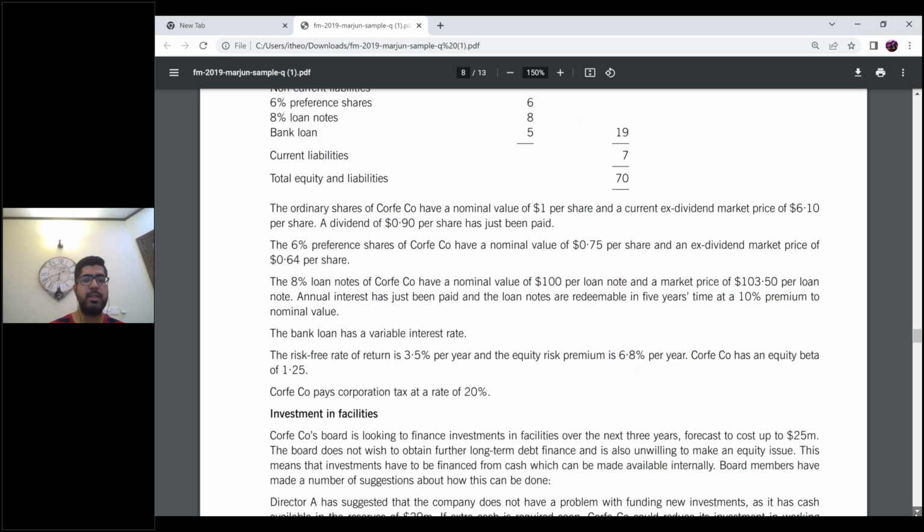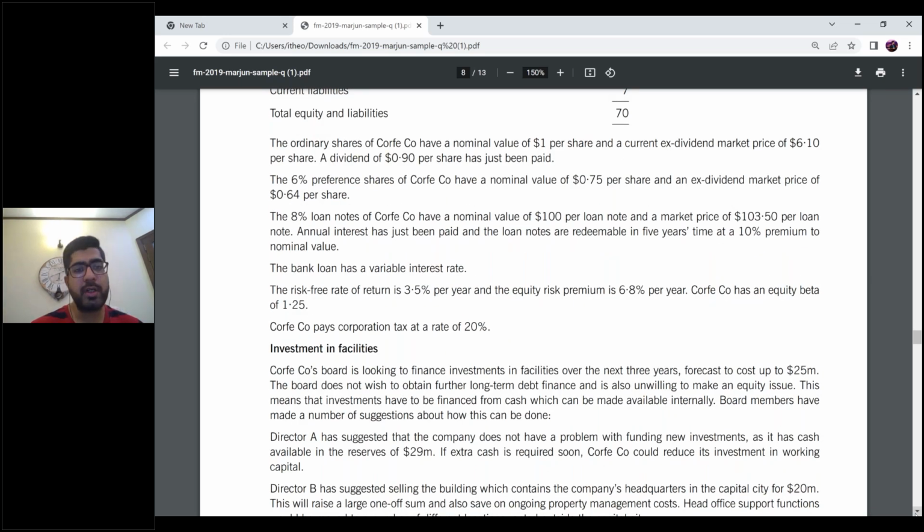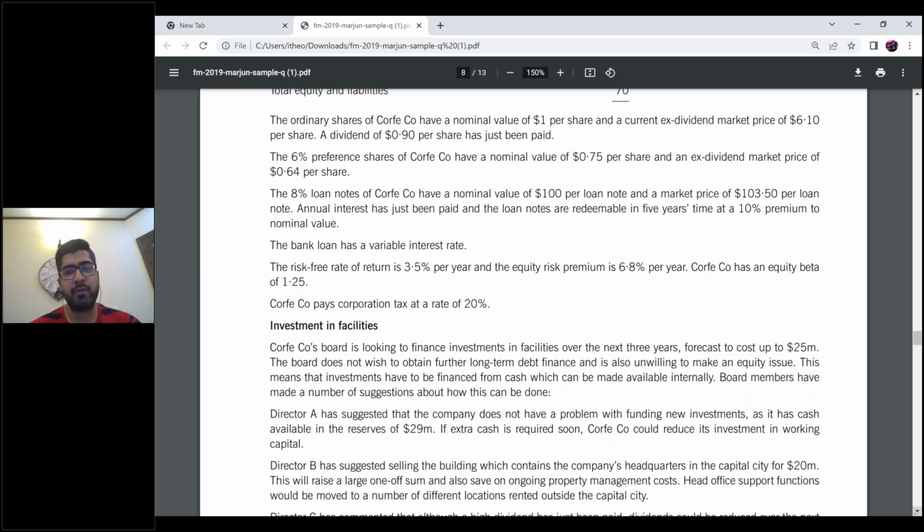Now see, it's giving information about everything. The ordinary shares of Corfe have a nominal value of 1 per share and an ex-dividend market price of 6.1 per share. Par value is 1 per share, but market price is 6.1 per share. A dividend of 0.9 per share has just been paid.